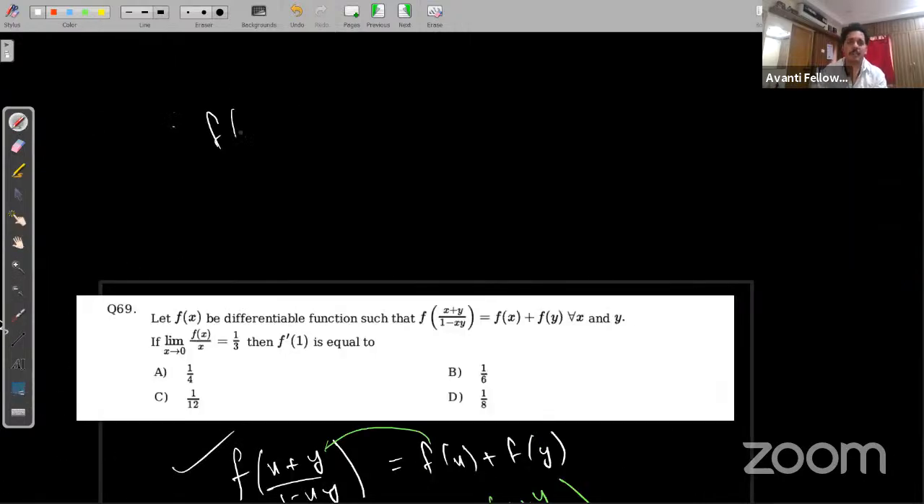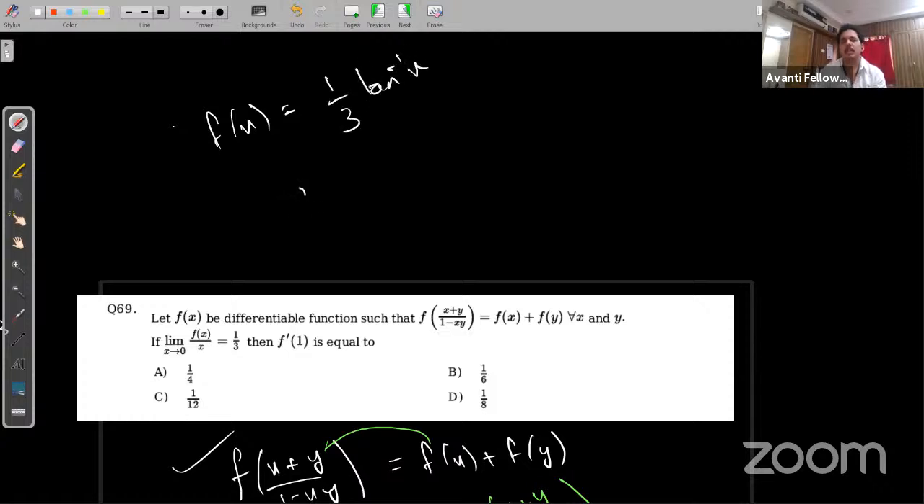So what is our function? First of all, try to write the function, guys. It is tan inverse of x by x into 1 by 3. Sorry, why am I writing x, guys? So it is 1 by 3 tan inverse of x is my function.